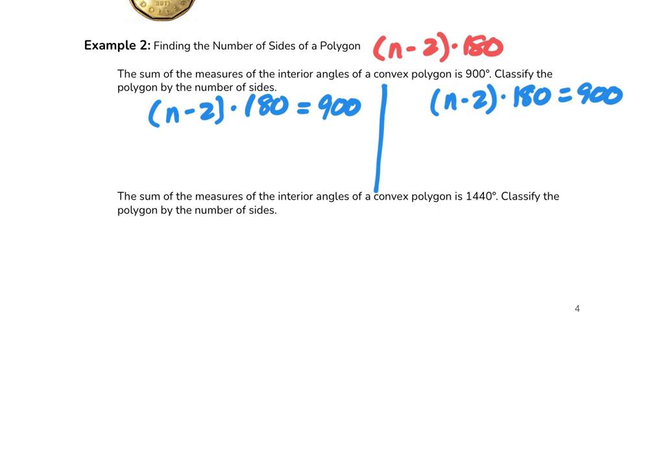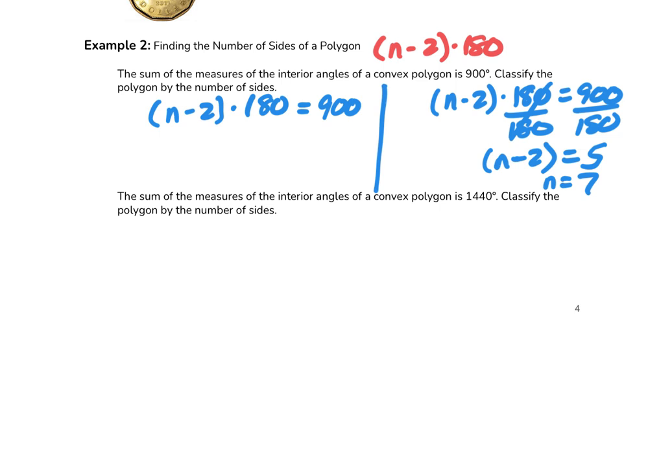We probably would want to get rid of the parentheses, right? I heard somebody say it. Divide by 180. Okay, so that's one way we could do it. We could divide by 180 right here. And so then I'm left with n minus 2. And then what's 900 divided by 180? 5. And then we would just have to add 2. I think that's the easier way to go: divide by 180 first and not distribute the 180 through.